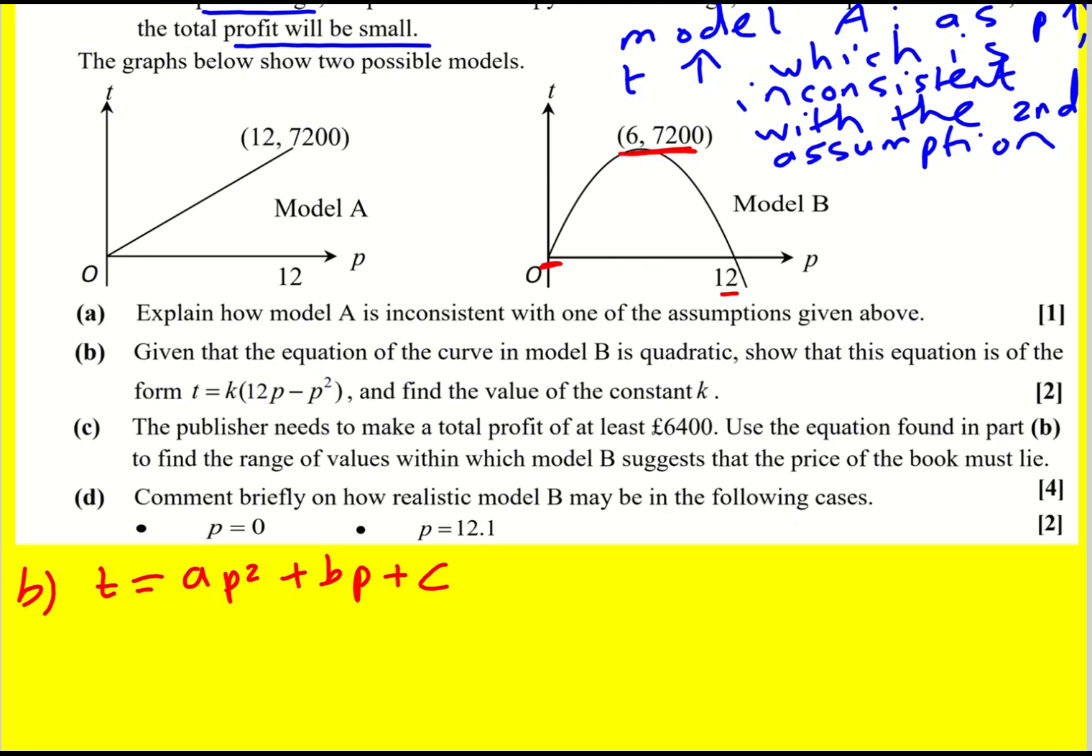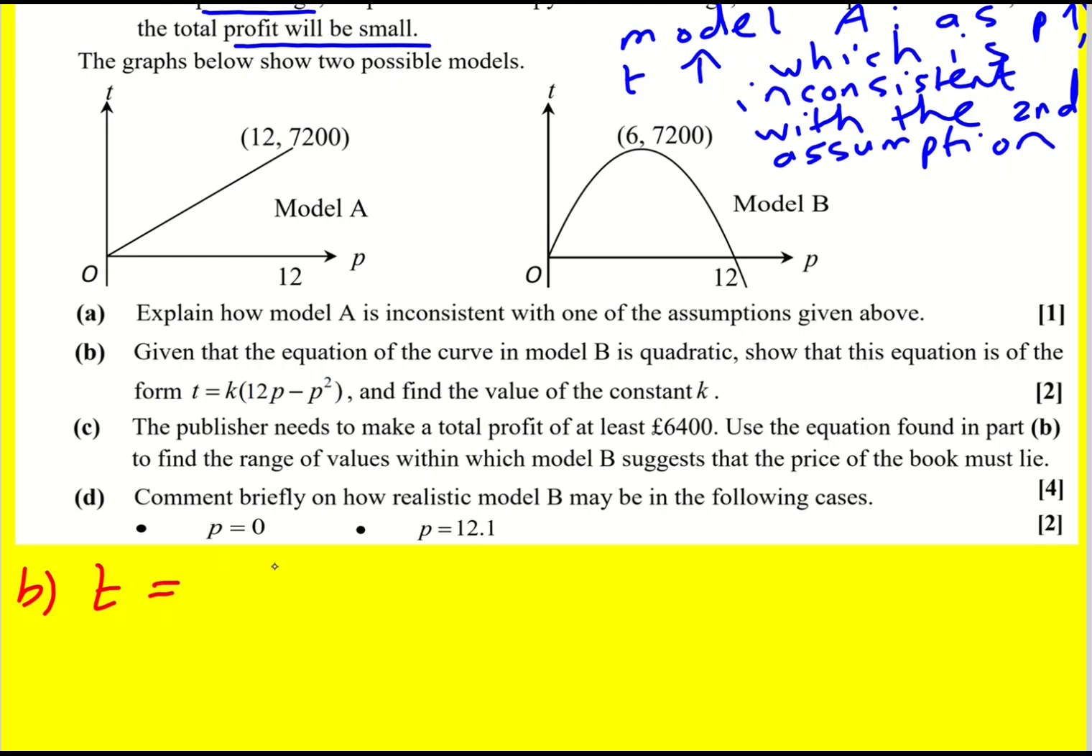Now that is over the top in this case. We've got more information that's just going to make it more simple. Sometimes in these situations, you need to use the turning point, but in this case, we can see that there's going to be a factor P when we factorize. So actually, the best way to approach this is to use the roots.